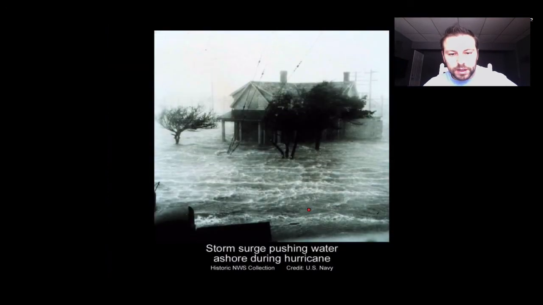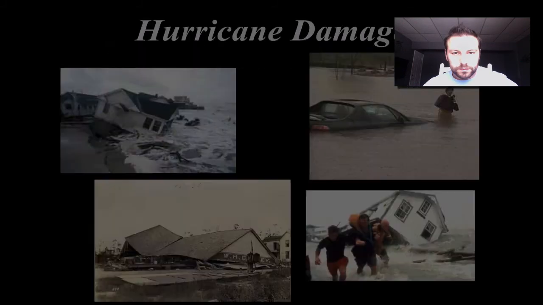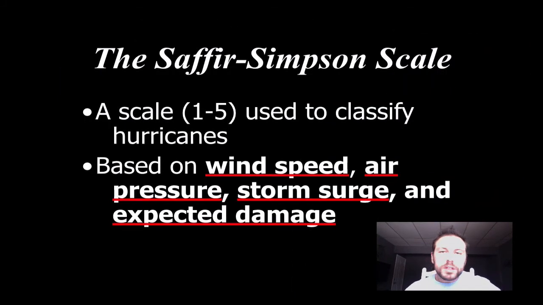And we can take a look here at some pictures. Some more hurricane damage, very not typical from what we saw last year. Some more damage. What we use to measure hurricanes is known as the Saffir-Simpson scale. It's a scale of 1 to 5 to classify hurricanes. And like we said, we've been basing it on wind speed, air pressure, the storm surge, and expected damage.